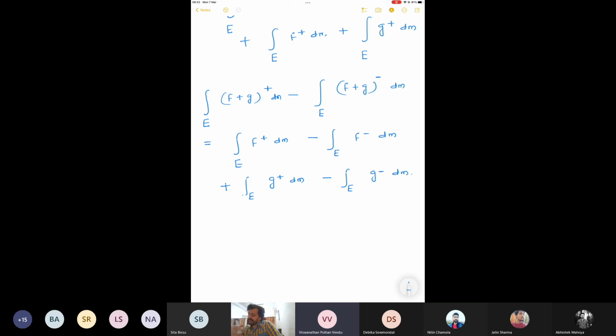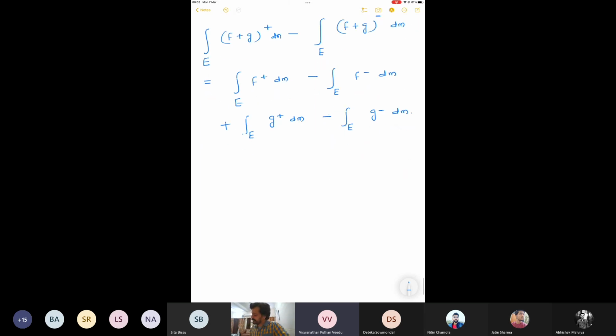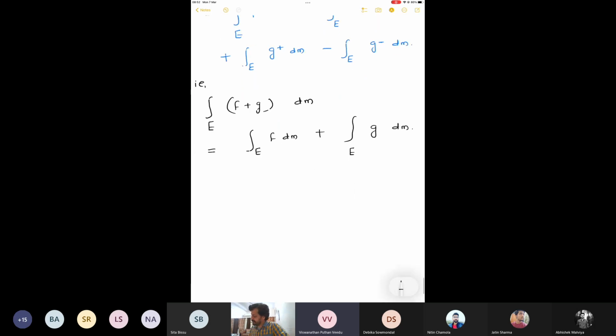Okay. And what you have on the left side is, by definition, the integral over E of f plus g dm. That is, the integral over E of f plus g dm is equal to the integral over E of f dm plus the integral over E of g dm. Okay. Now, similarly, you can prove the next one.